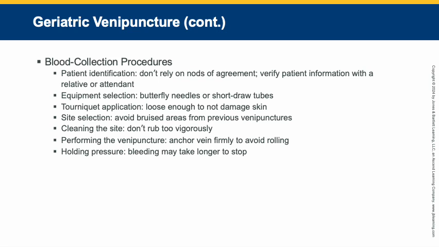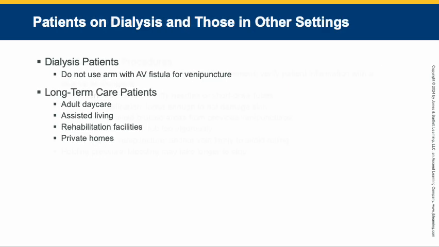Don't tie the tourniquet so hard that it damages their skin. Make it enough where you can see the vein good, but loose enough to not damage. Avoid any bruised areas from previous punctures when you are deciding where to stick them. Don't rub them too vigorously when you're cleaning the site. Their skin is thinner. Anchor the vein firmly to avoid rolling, because their veins do roll. Hold pressure longer, so it may take longer for their bleeding to stop. On dialysis patients, make sure you do not use the arm with the AV fistula for venipuncture.